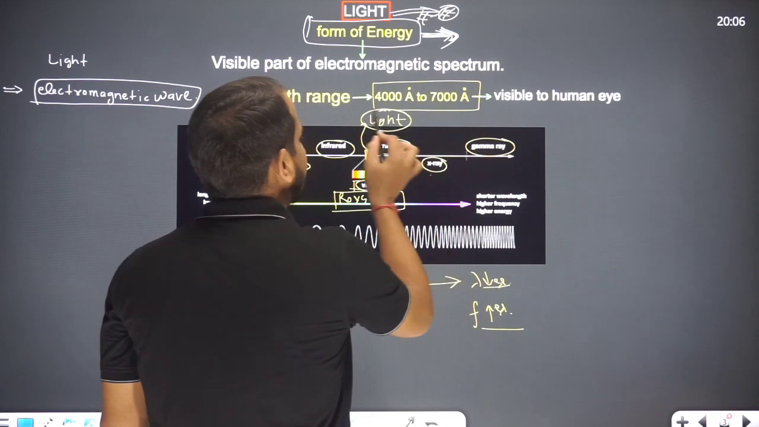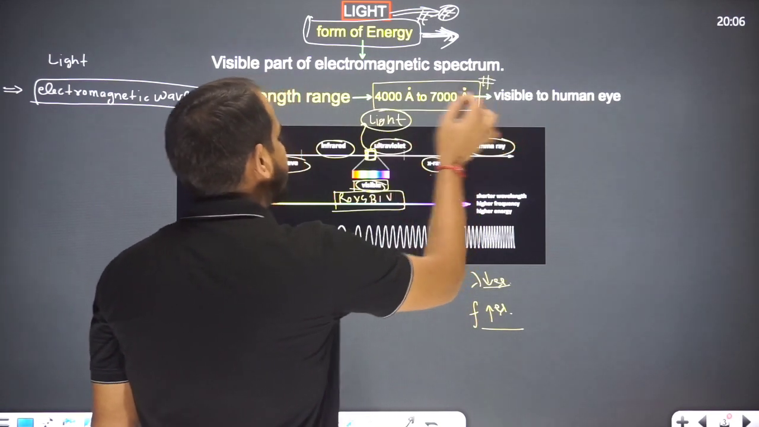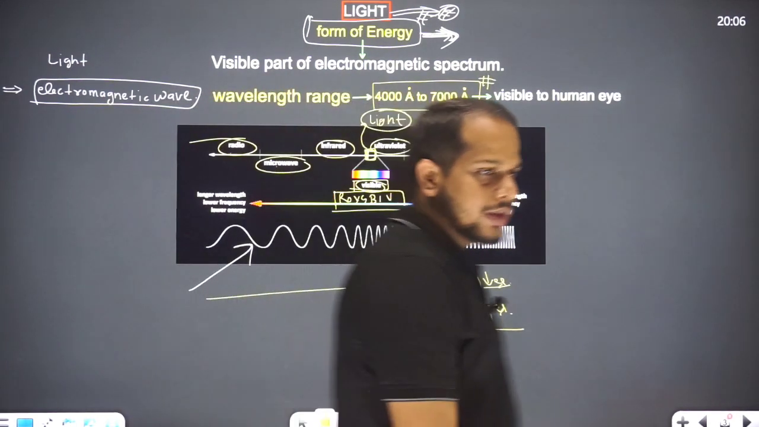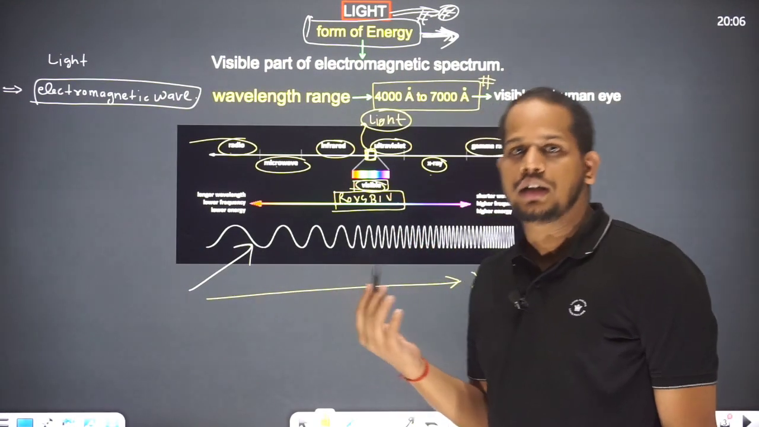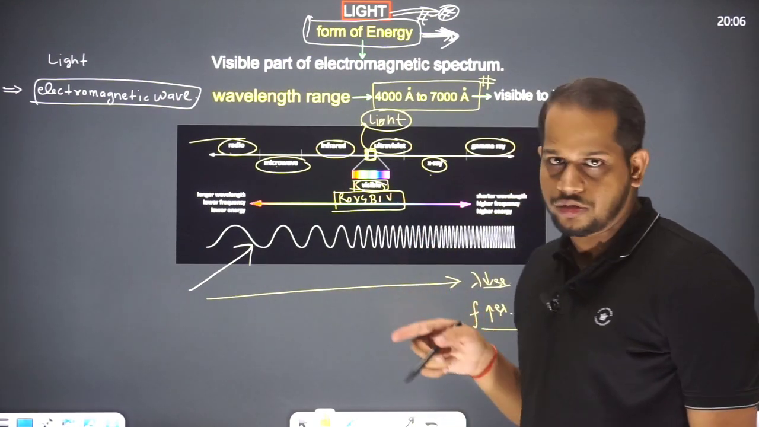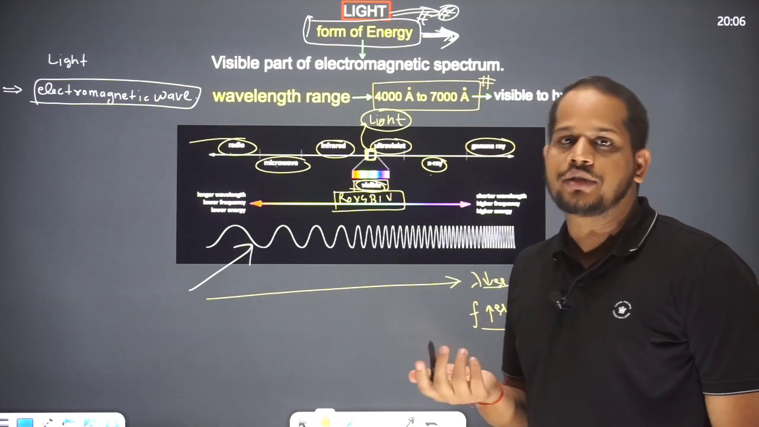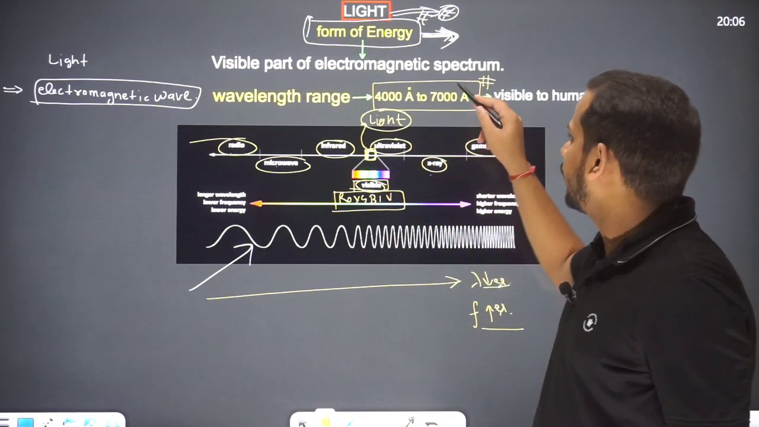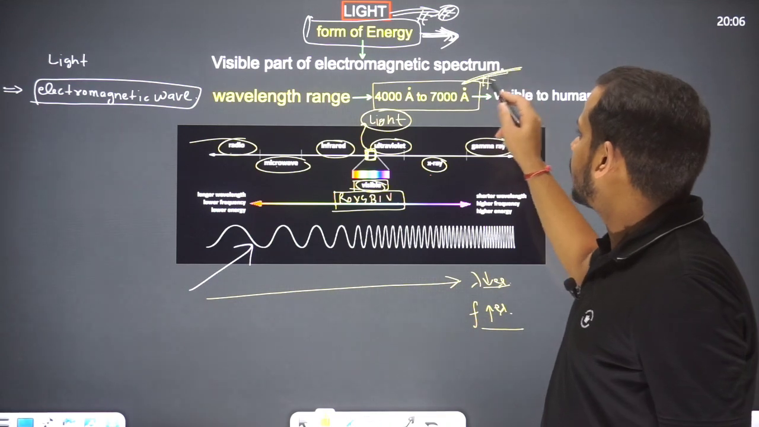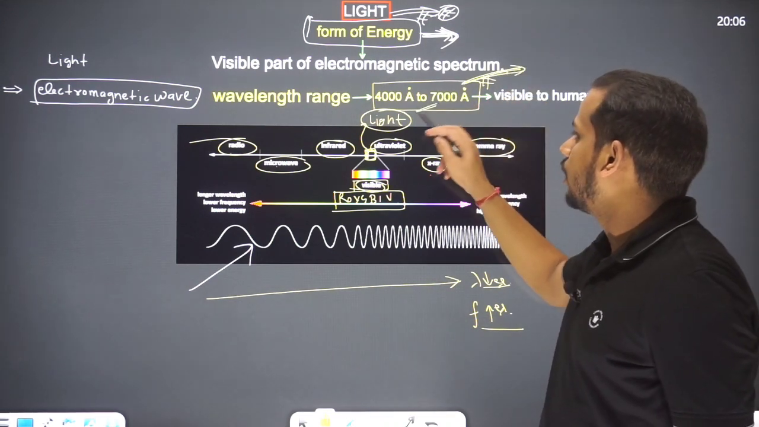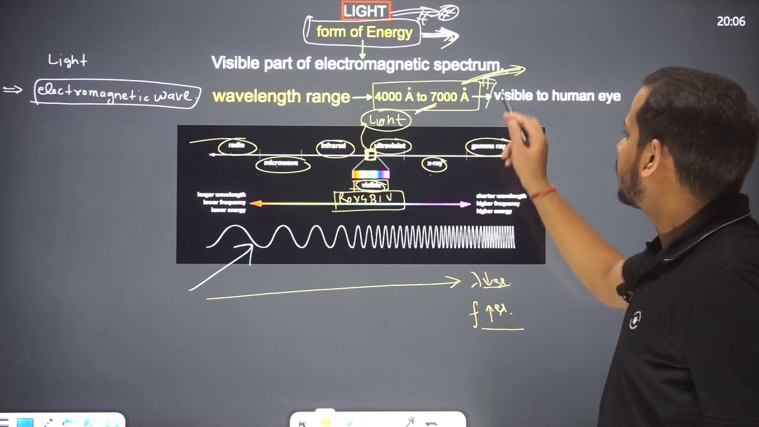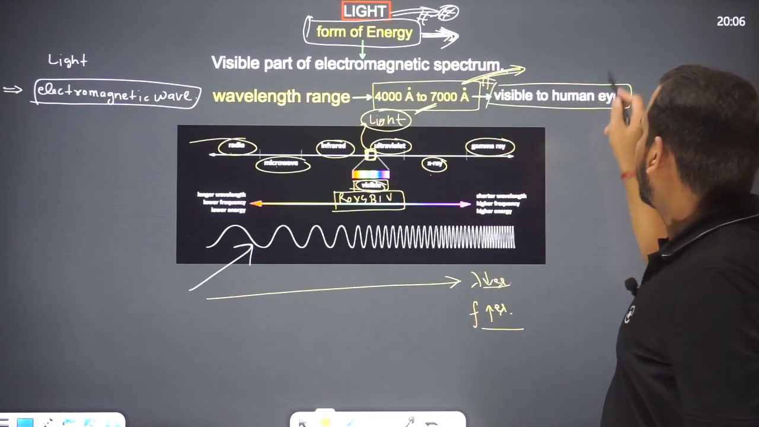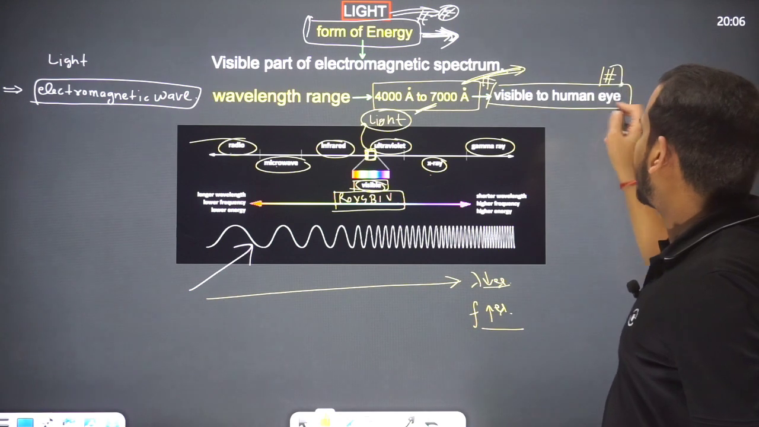Let's see what the general wavelength range is for this one. It's 4000 angstrom to 7000 angstrom. In some places you can observe something else written, like 3600 angstrom to 7800 angstrom. It differs, but the standard that you have to remember is 4000 angstrom to 7000 angstrom. This range is visible to the human eye. Only the human eye can sense this.